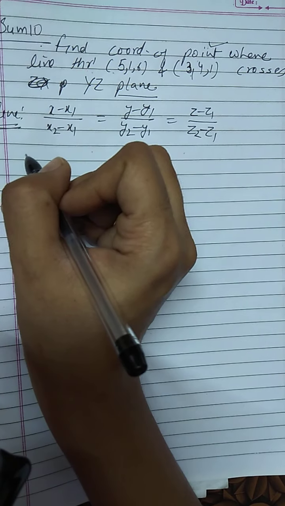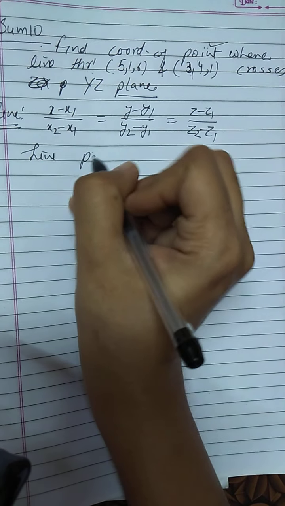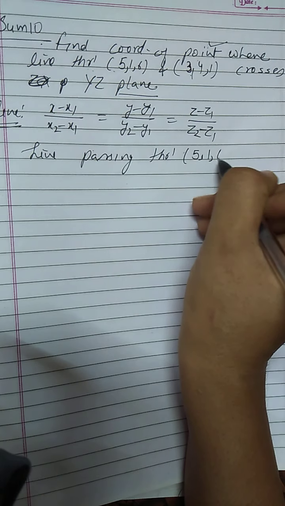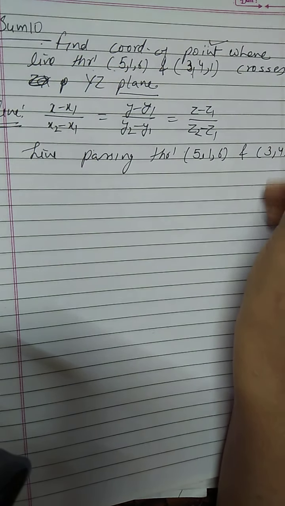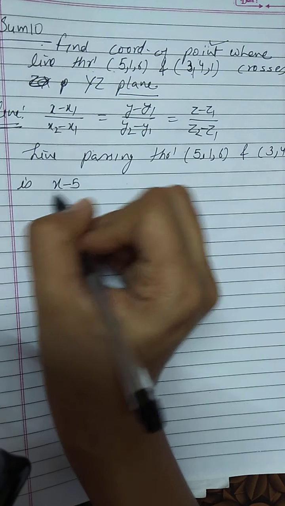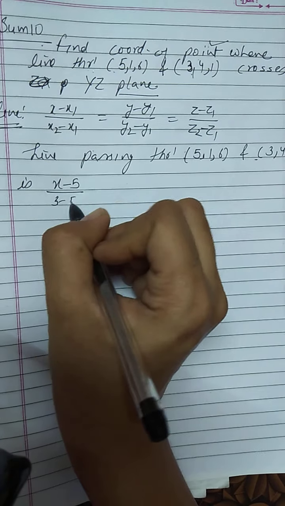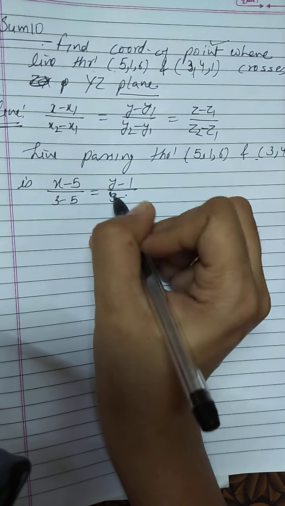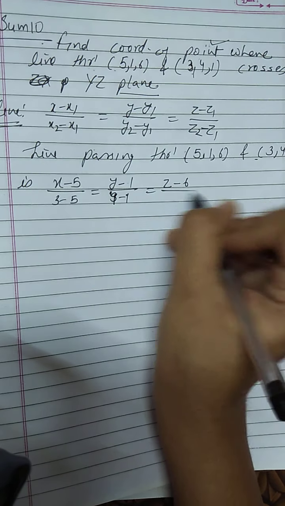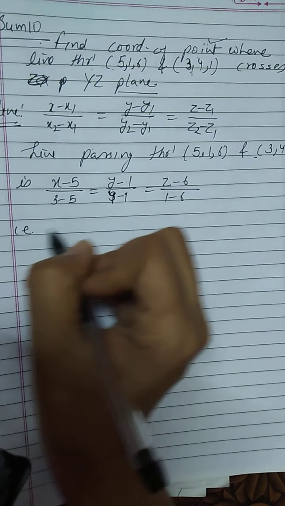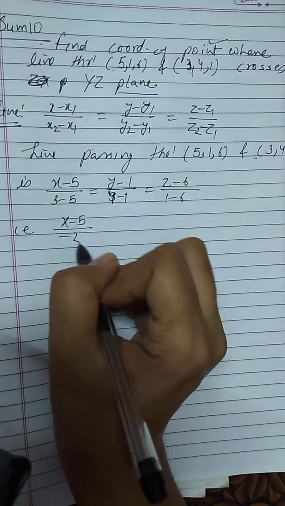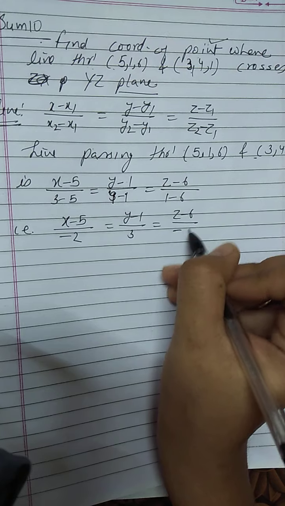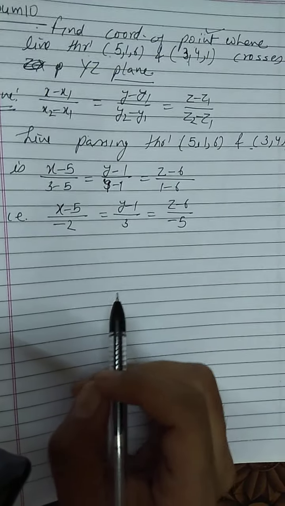So we will write down the line passing through the points. What are the points given? 5, 1, 6 and 3, 4, 1. So it will be (x minus 5) upon (3 minus 5) equals (y minus 1) upon (4 minus 1) equals (z minus 6) upon (1 minus 6). That is, the equation becomes (x minus 5) upon minus 2 equals (y minus 1) upon 3 equals (z minus 6) upon minus 5, right? So this is the equation of the line.